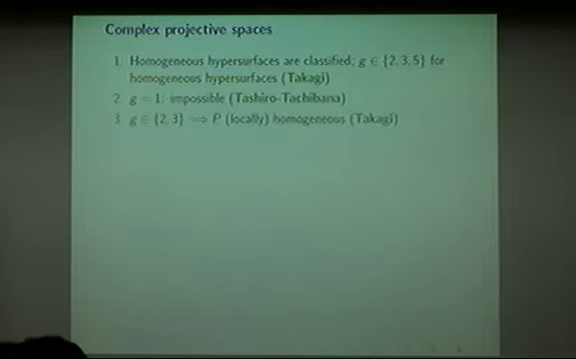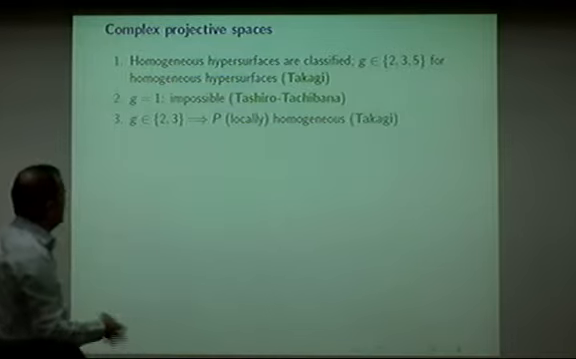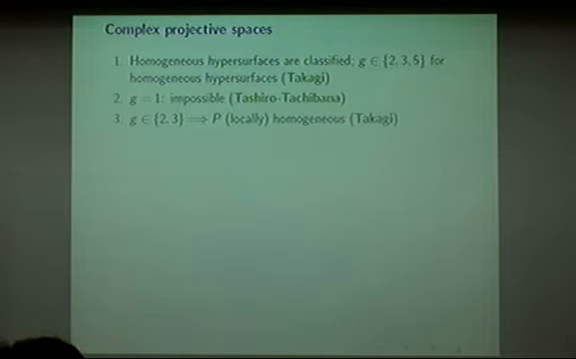So the next question is, what happens when g is 2? Then Takagi proved it's actually one of these examples, and with some more complicated calculations, he also proved the same holds when g is equal to 3. So Takagi could prove that the converse holds if the number of distinct principal curvatures is at most 3. Then we have a homogeneous hypersurface.